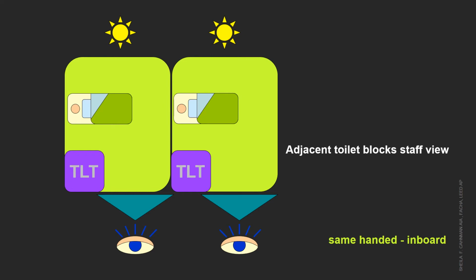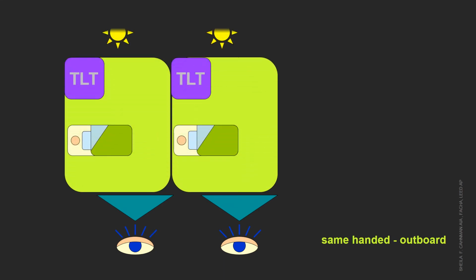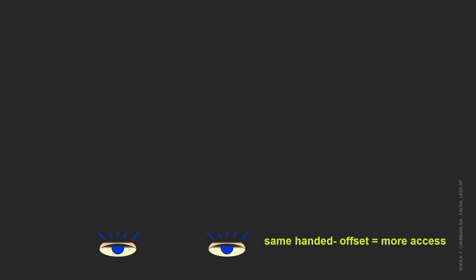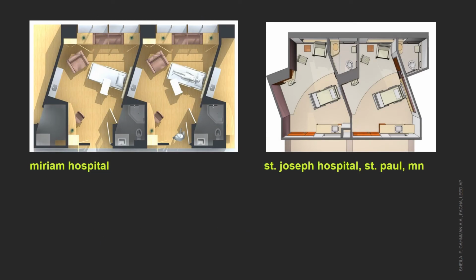We have the same types of issues we talked about before with same-handed inboard, outboard toilets blocking views. So there's been lots of creative ideas how we can take the same-handed room and offset the toilet to move it out of the way on either the inboard or outboard side so we can gain the same effect of visualization from the corridor and also views of nature and light and air.